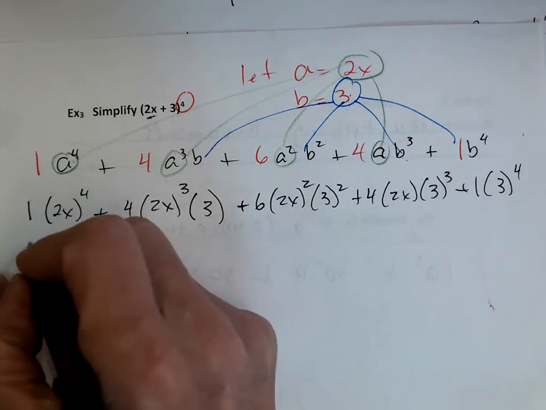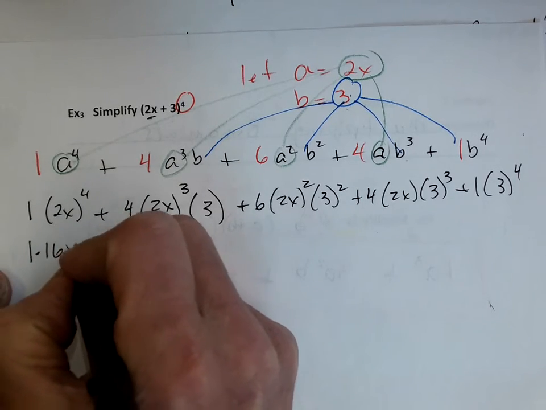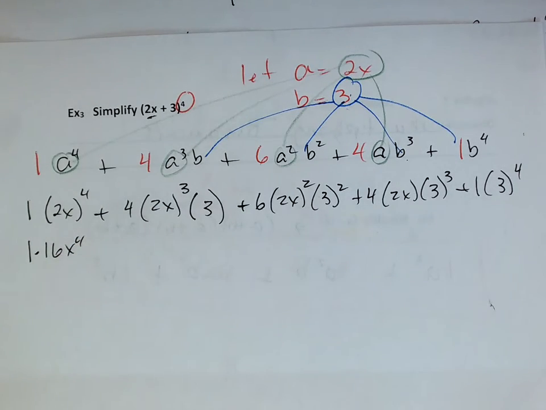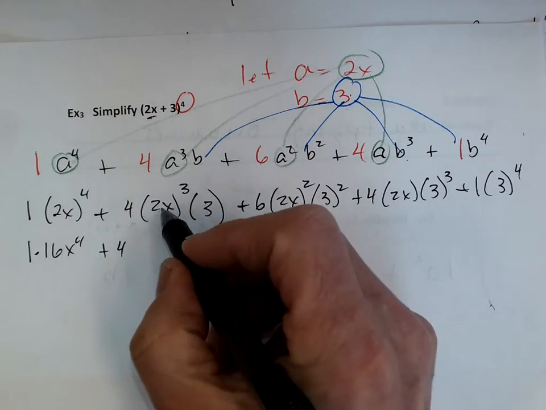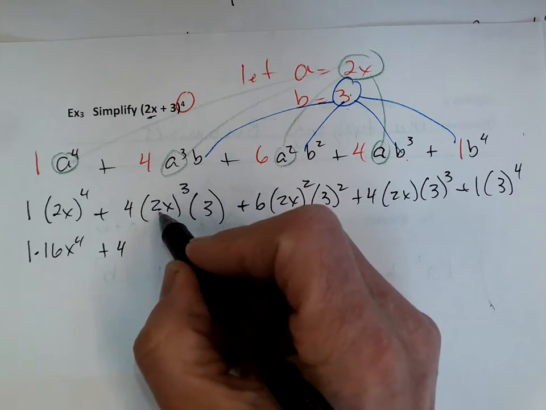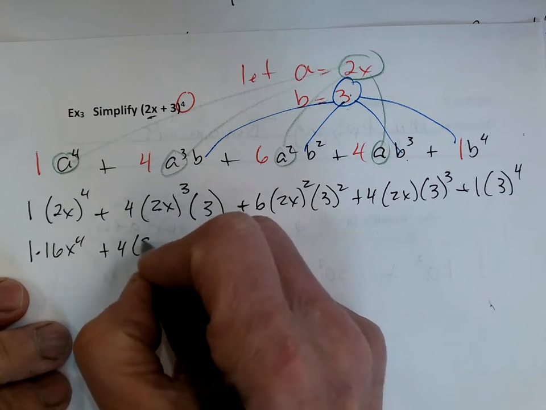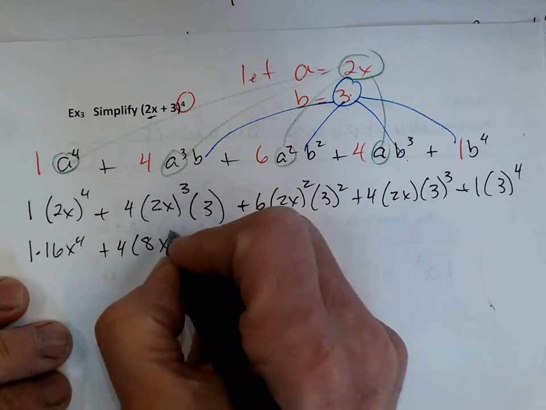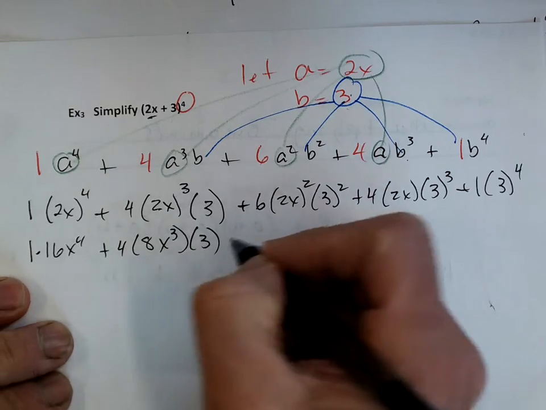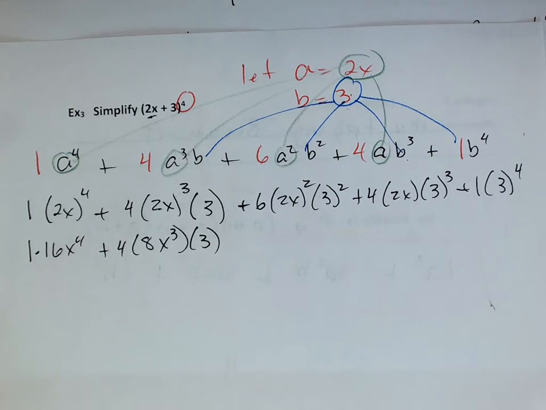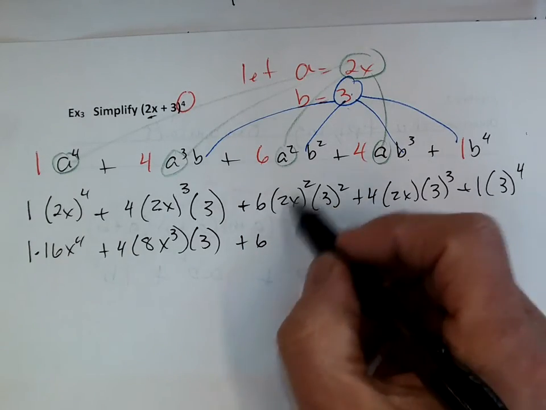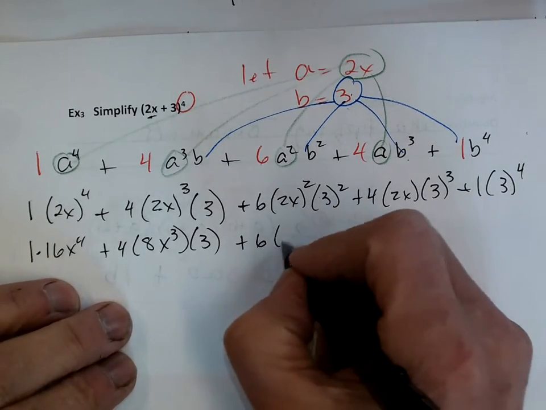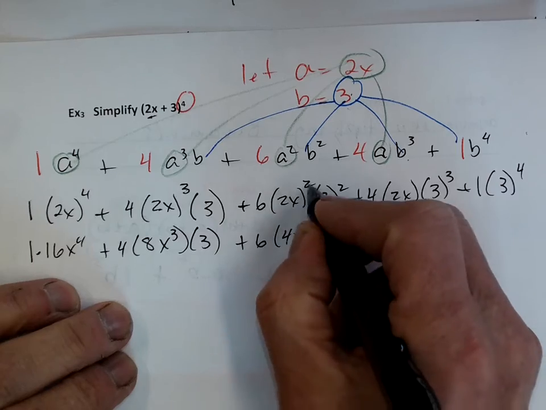So I'm going to have a 1 times the 16x to the 4th, plus 4. What's 2 to the third power? Well, that's 2 times 2 times 2, or 8. X to the third times 3, okay? Again, I'm just going to clean this mess up when I'm done, okay? Plus 6. And, of course, 2 squared, that's easy. 2 squared is 4. X squared, don't forget the x squared.